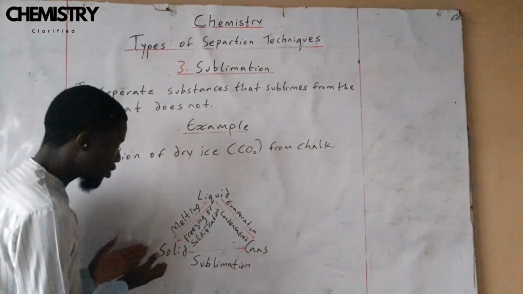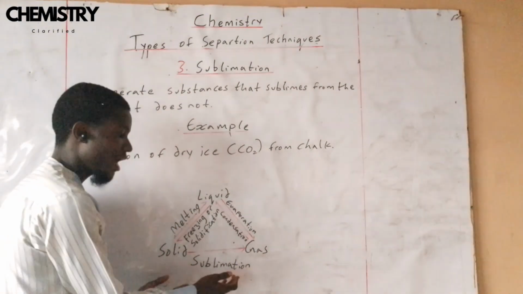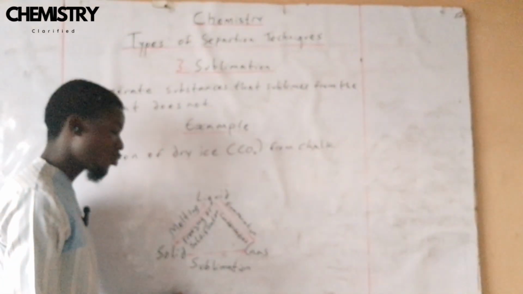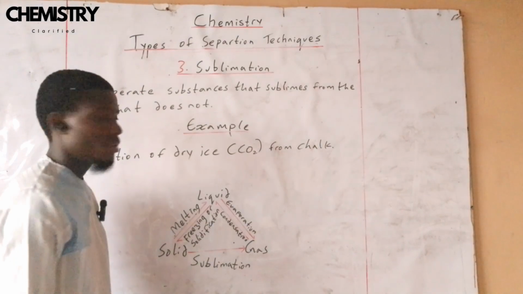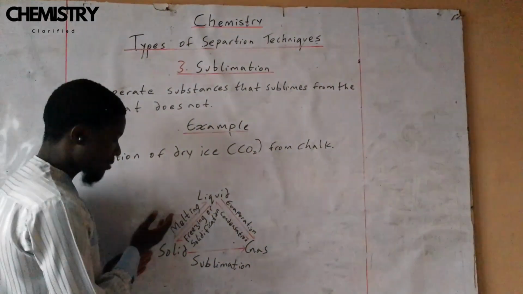Whenever you have something going directly from solid to gas, that process is called sublimation. An example of something that does this is dry ice, which is CO2. Another example is iodine.